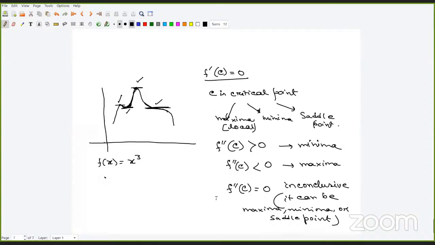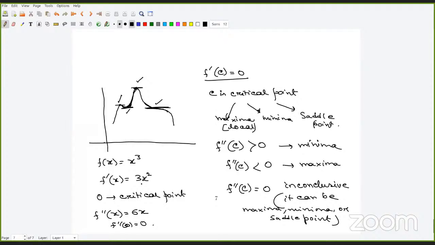So let us do this. What is f dash x? f dash x is 3x square, right? So 0 is a critical point. You can conclude 0 is a critical point from here. Now what is f double dash x? 6x. So f double dash 0 is 0. So from this you are inconclusive. You cannot conclude whether 0 is a maxima, minima, or saddle point.